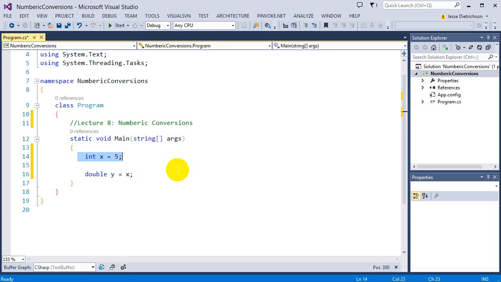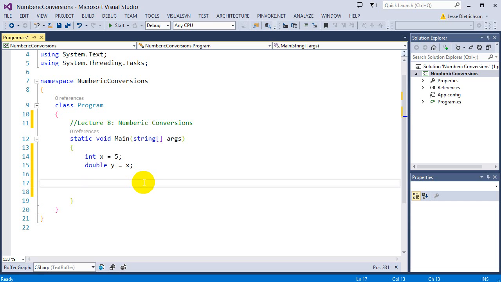And that's because a double, like I said, can hold a whole number or a number with a decimal, whereas an integer can only hold a whole number. So a double can hold everything an integer can have. That's why when we convert from an integer into a double, the conversion is very simple. However, if we try to go the other way, that's where we run into some problems.